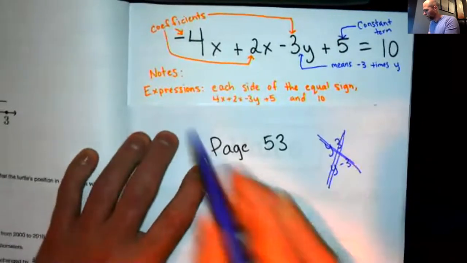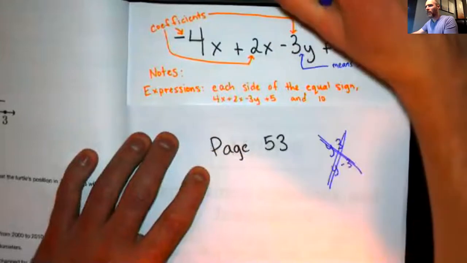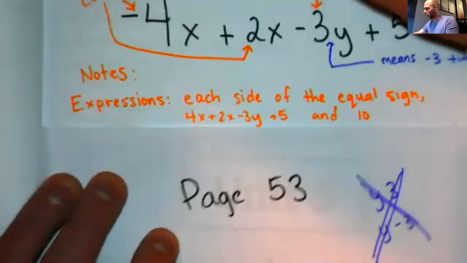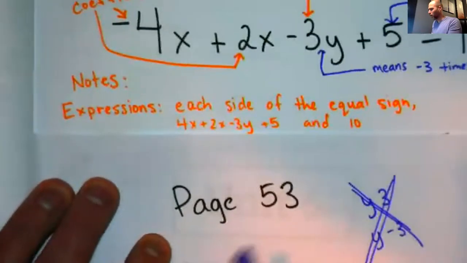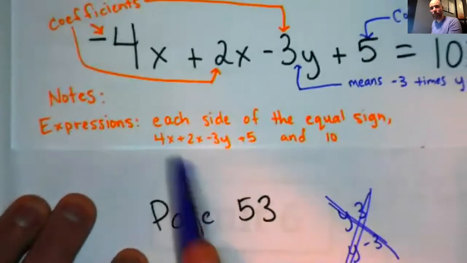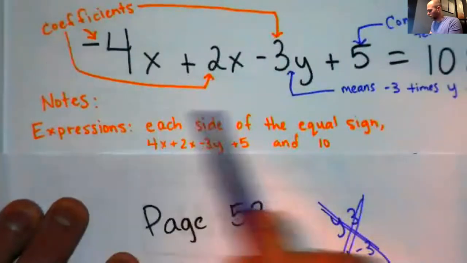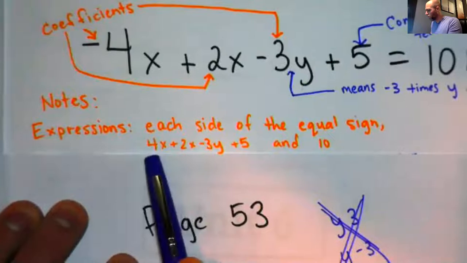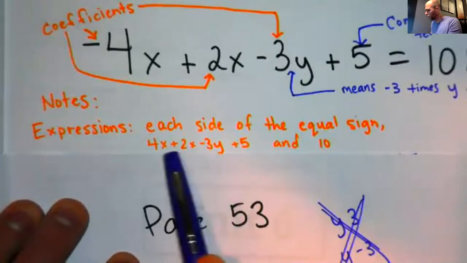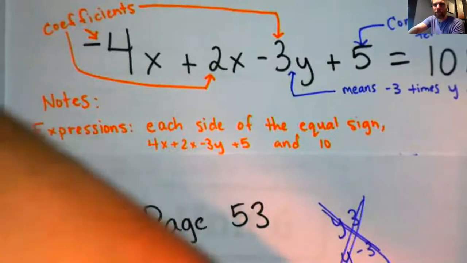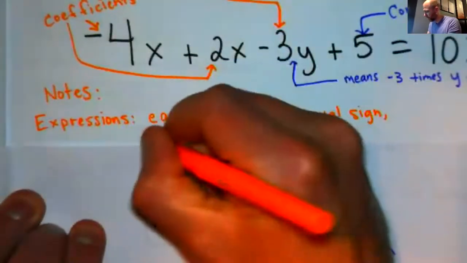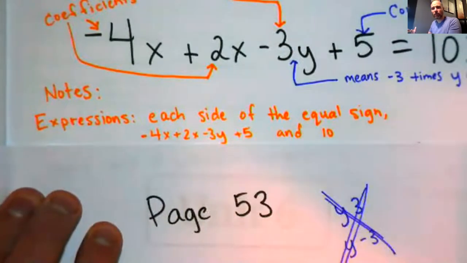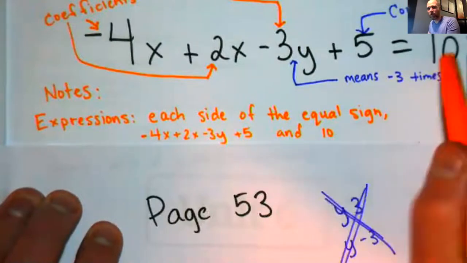All right, so here's some notes. The first thing that says here is expressions. Let's zoom in on this a little bit, get some focus. So in this equation here, each side of the equal sign is an expression. So negative 4x plus 2x minus 3y plus 5, that's an expression. And 10 all by itself over here is also an expression.